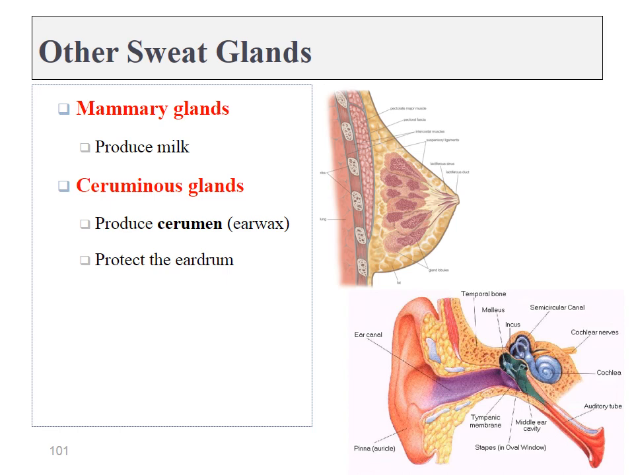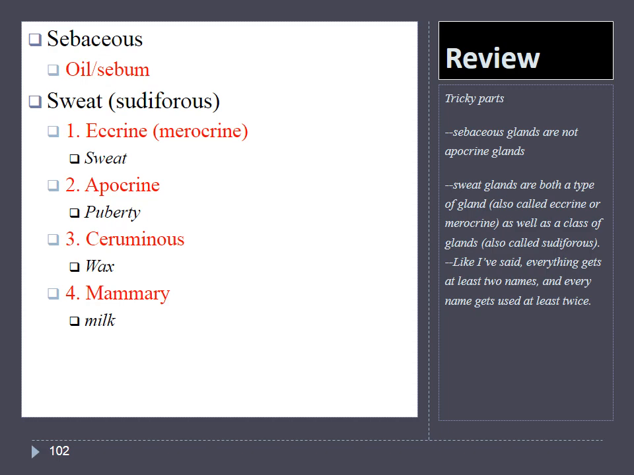There are two other modified sweat glands that we will talk about later. The mammary glands are actually a modified sweat gland, and earwax is produced by another modified sweat gland. But those will be topics for different classes. So that wraps up the accessory structures of the skin.